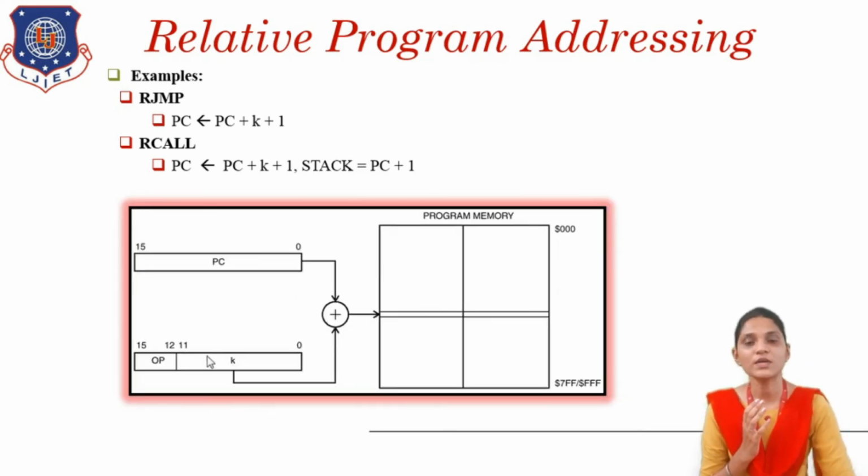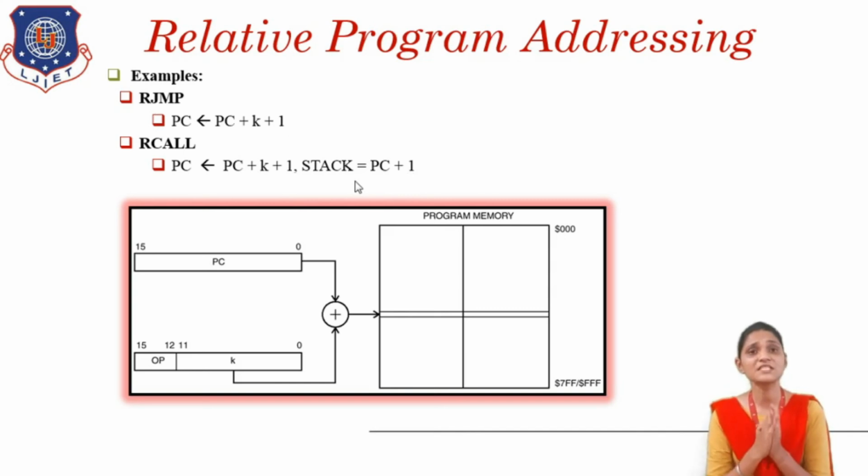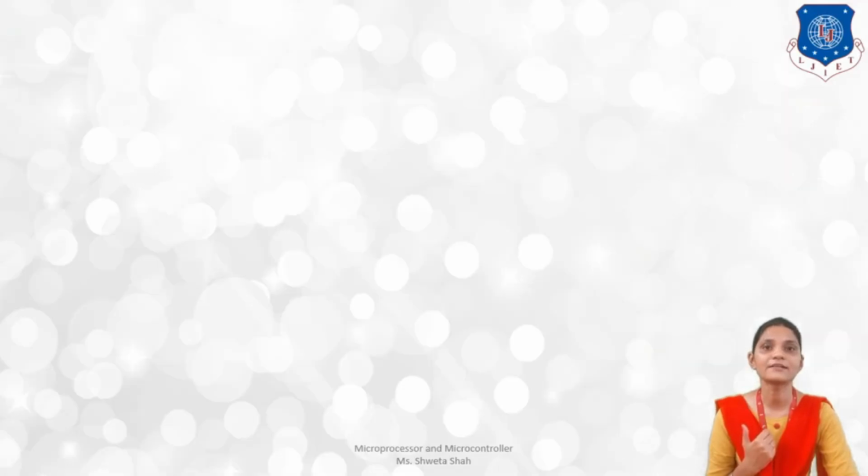Okay, so here we have this K, that is a constant, and this opcode, and this is the program counter. So this program counter is going to be changed to PC plus K plus 1 in each case. But in RCALL, we are also going to store this return address, that is PC plus 1, to the top of the stack. Okay, so this is the relative program addressing mode.